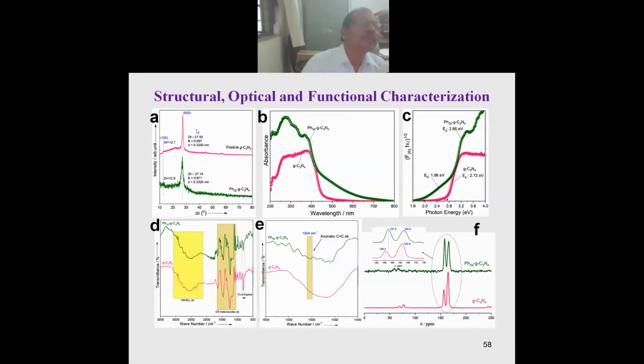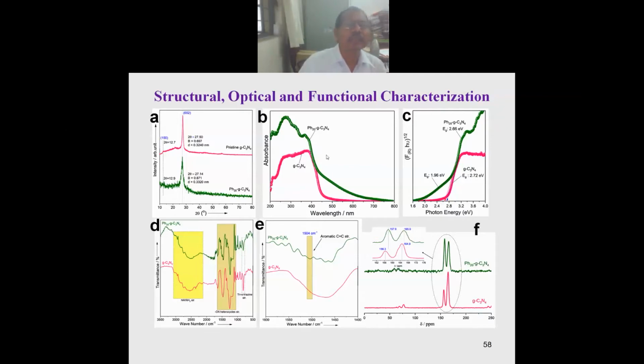This shows a peak at around 27 degree for the 002 plane for the triazine ring, the aromatic triazine layered structure, which appears again in the phenyl grafted g-C3N4. But there is a reduction in the crystallinity. It becomes more amorphous, with broadening of the peak observed.